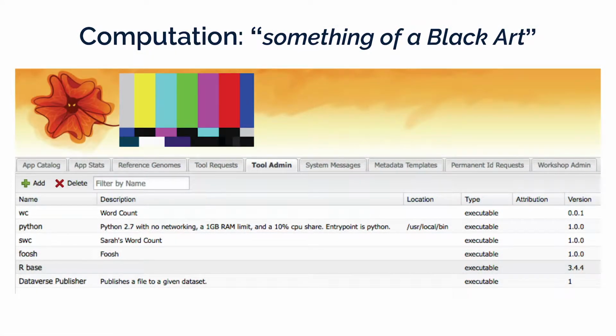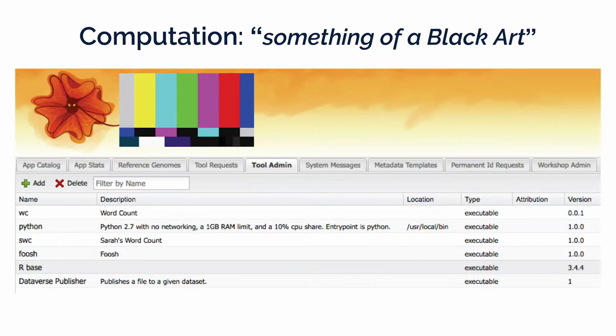Something that you as an end user would not see is the admin interface. It has a name. It's behind the YouTube censor bar there. But all computation is handled within Docker. So anything that can be Dockerized can be requested by a user, vetted by an admin, and approved as a tool within the discovery environment.